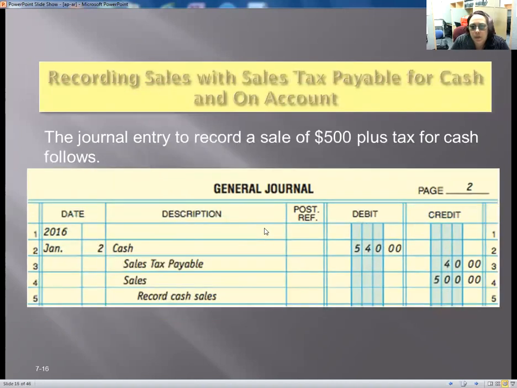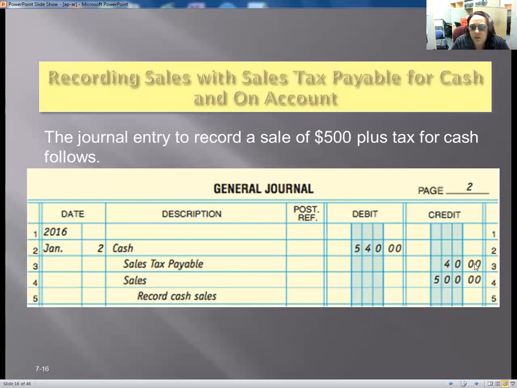The journal entry to record a sale of $500 plus tax for cash follows. And then you have the cash, which is the total amount. That is what you received. That is what you put your debit of cash for. You have your sales tax payable, which is the $40. And then you have your sales, which is the $500.